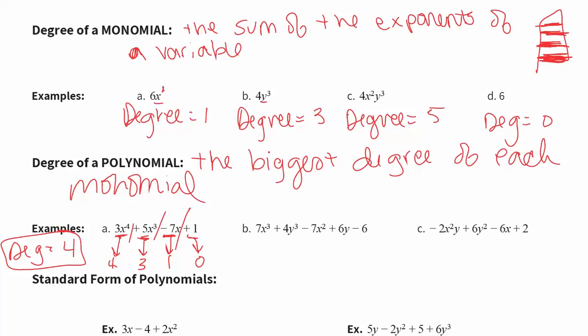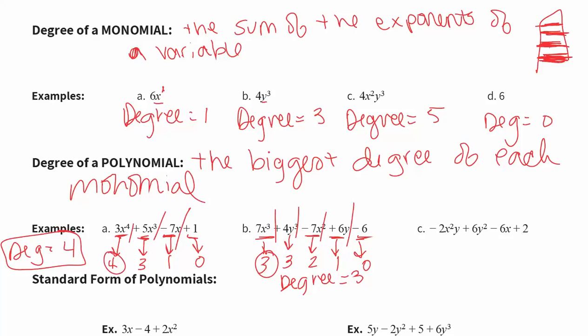So now let's go ahead and look at the next one. Draw my slashes if that helps you. This has a degree of 3. This has a degree of 3. This has a degree of 2. This has a degree of 1. Negative 6 has a degree of 0 because it has no variable. So the degree of the whole polynomial is 3 because the biggest number is 3.